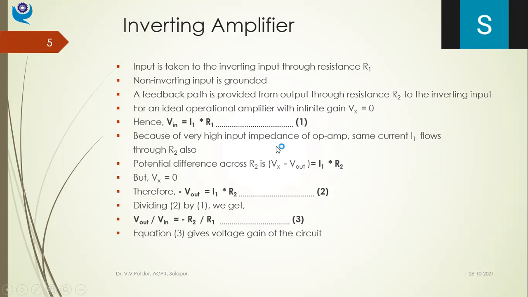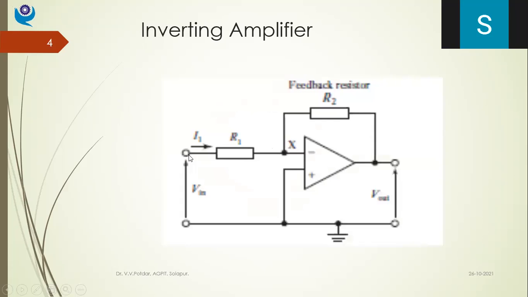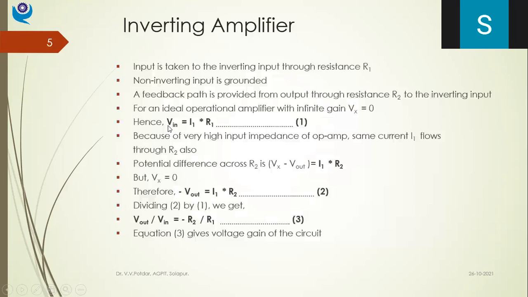Hence, Vx 0 असेल, Vx जर 0 असेल, Vin minus Vx will be equal to I1 into R1. As Vx is 0, Vin will be equal to I1 into R1. Vin minus Vx बघितलं होतं आपण, but Vx is 0 because it is an ideal operational amplifier with infinite gain. So Vin minus Vx, मतलब Vx 0, Vin will be equal to I1 into R1. This is my equation number 1.